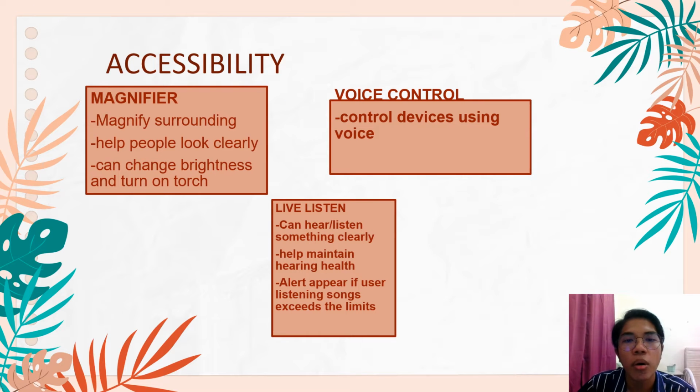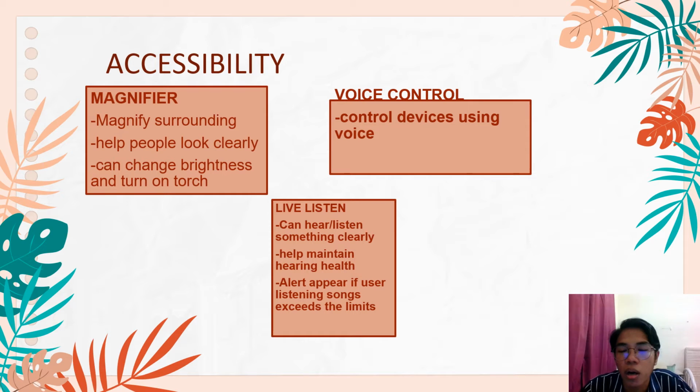Apple has a lot of accessibility features. One of them is the magnifier. This function can magnify the surroundings with the user only having to point the camera at an object that cannot be seen well. This function can help users who cannot see distant things like me. So users just need to swipe up the control center and turn on this magnifier function.